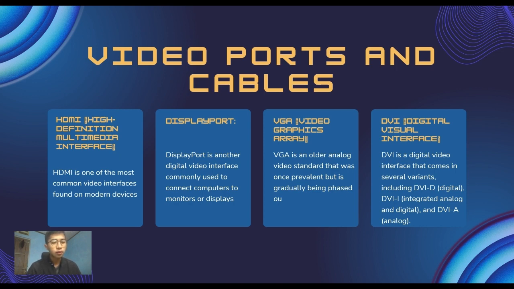Third, there is VGA, or Video Graphics Array. Video Graphics Array is an older analog video standard that was once prevalent but is gradually being replaced. And then there is DVI, or Digital Visual Interface. DVI is a digital video interface that comes in several variants including DVI-D or digital, DVI-I or integrated, analog and digital, and DVI-A or analog.